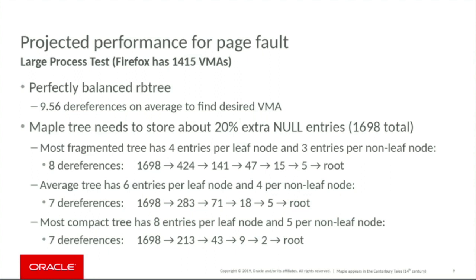Because of the way the maple tree works, it handles storing nulls between ranges as if it was just storing another range. So I did the calculations, and if you have the worst case tree, it's going to take you about 8 dereferences. So that's a win. The maple tree worst case beats the RB tree's best case, which is fantastic in terms of dereferences. And then the average tree is 7 dereferences, and the most compact tree is also 7.